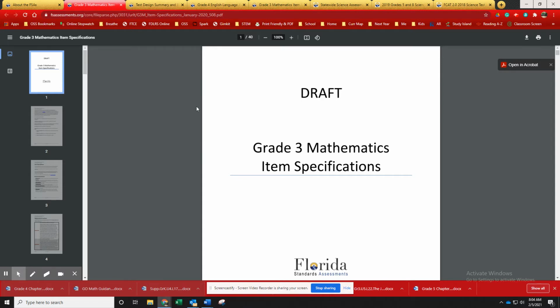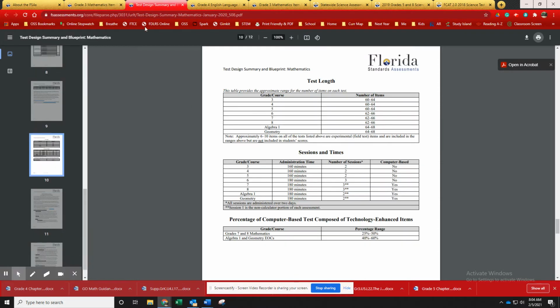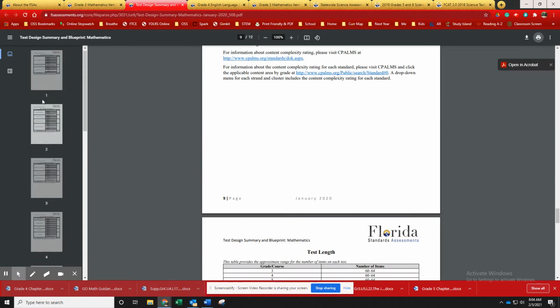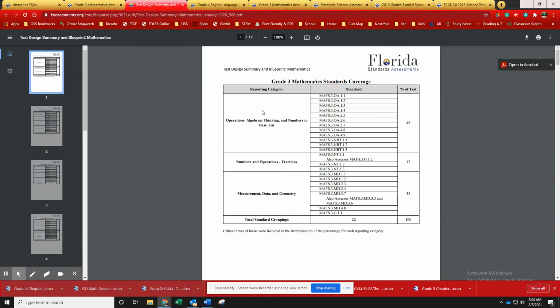They would know, okay, when you're in third grade, they should be knowing this. Maybe in second grade, we should know this. Or first grade, we should know this. And then another thing that we need to be looking at is the test design summary and blueprint. So this says, okay, in third grade, this is what we're going to cover.